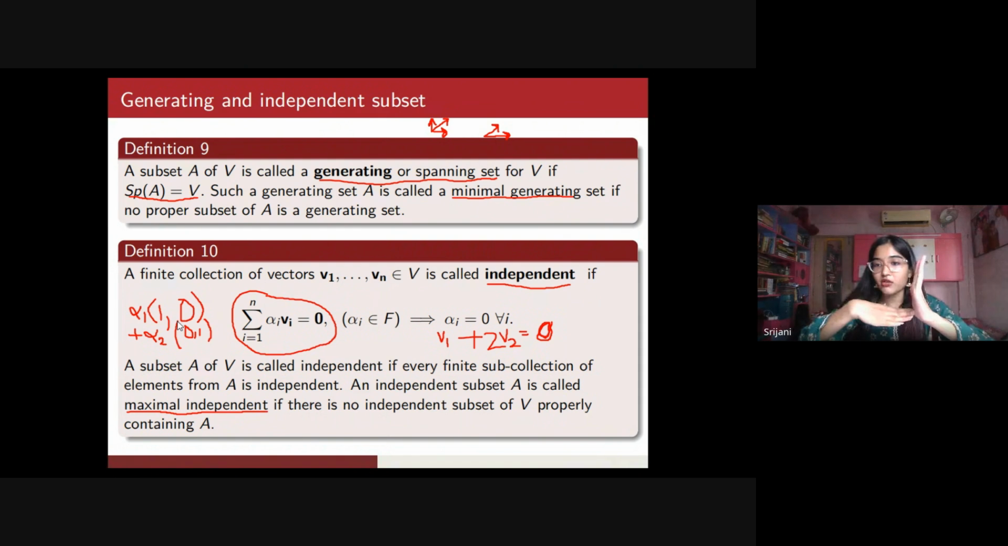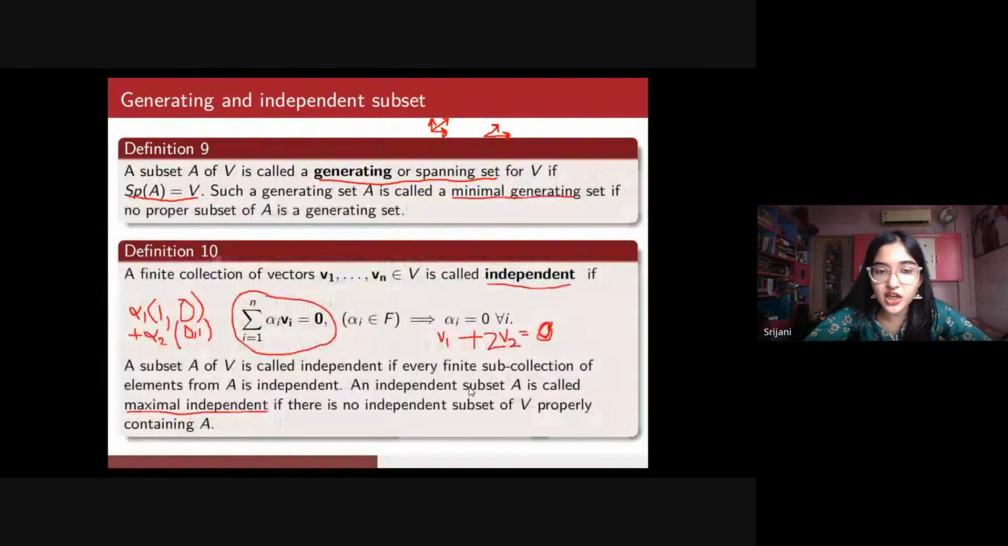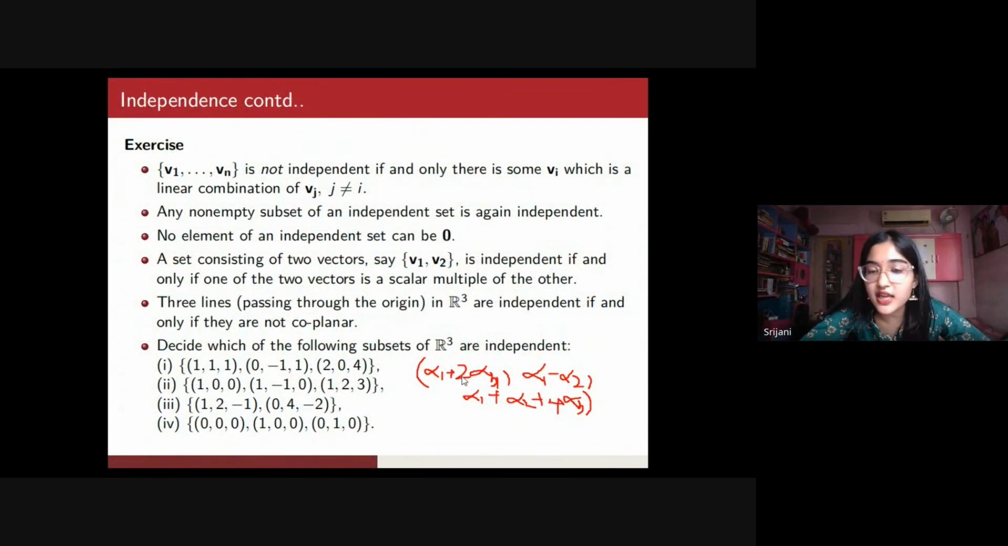They are perpendicular, they are independent. The formal definition of independence is this: you write down summation alpha i vi equal to 0, solve the equation and see if it necessarily implies that each alpha i is 0. So is that clear? Is it clear how to check if it is independent?